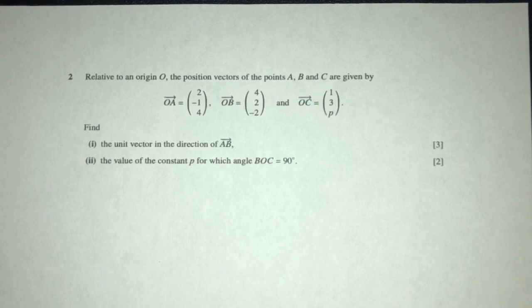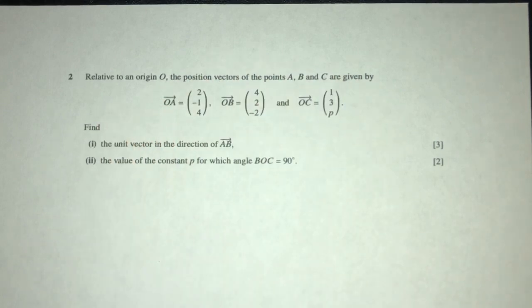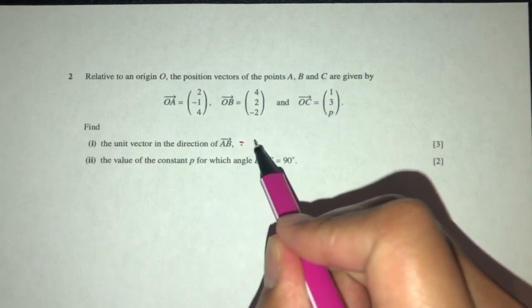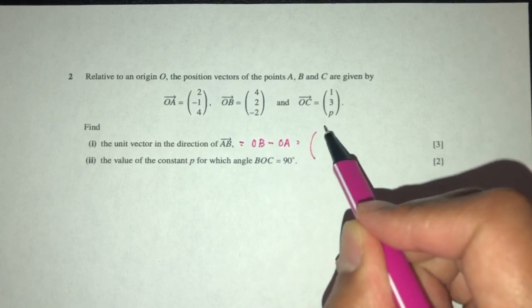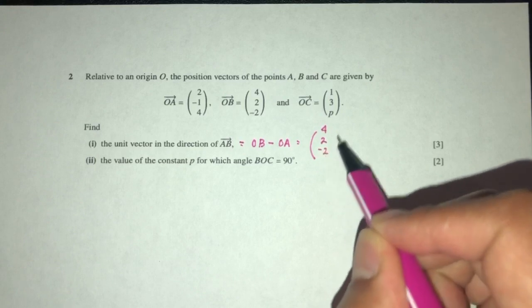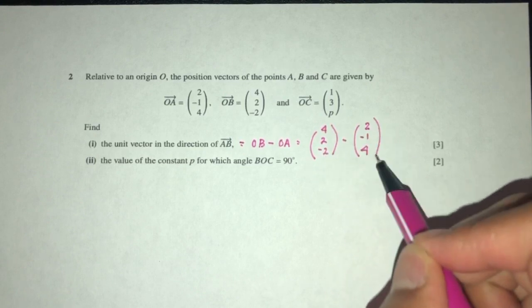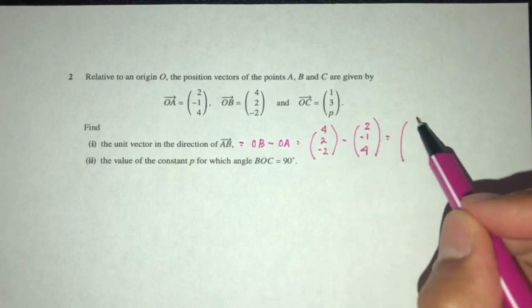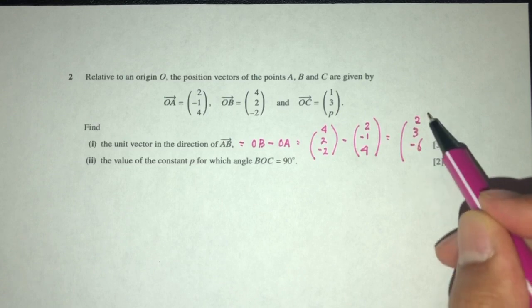Relative to the point O, the position vectors of A, B, and C are given to you by the following. Now part 1, we have to find the unit vector in the direction of AB. So first we have to find AB. AB is defined by OB minus OA. OB is 4, 2, minus 2, minus OA will be 2, minus 1, 4. That will be what? 4 minus 2 is 2. That should be 3, and that should be minus 6.